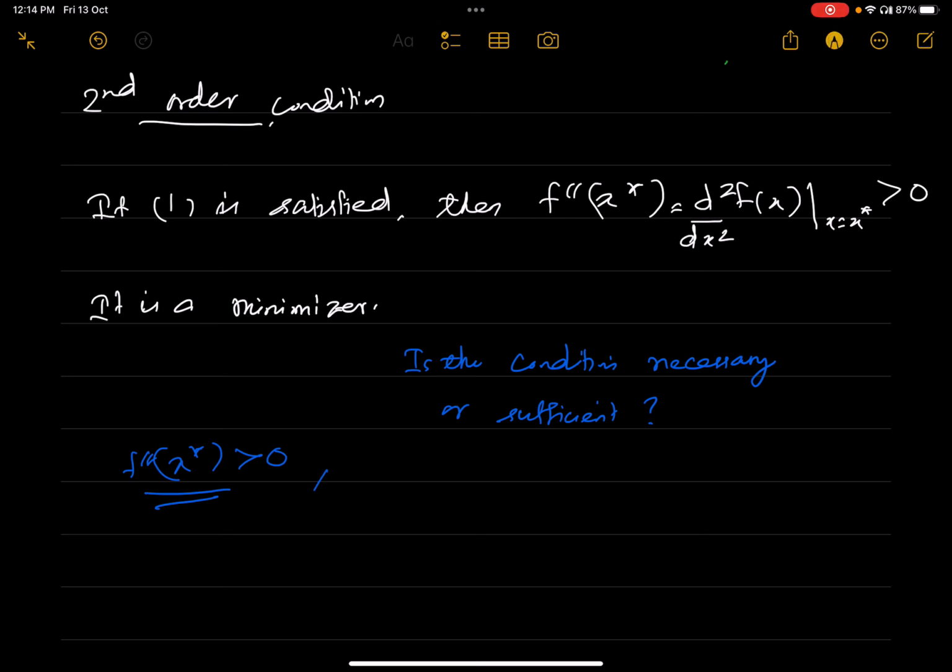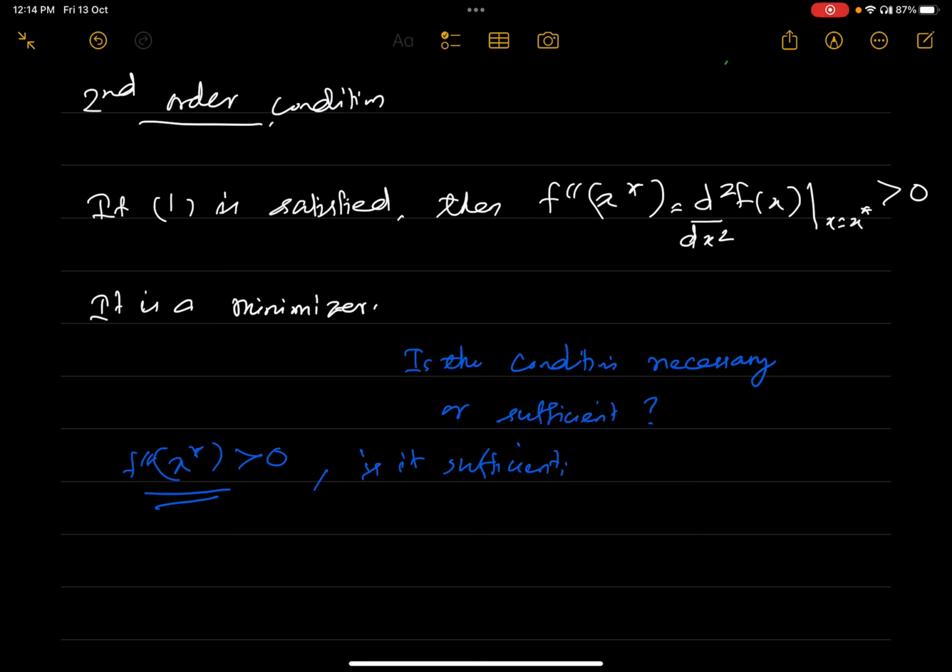Is this sufficient? Yes. It turns out that it is sufficient. So we have a set of points here. Whenever this condition is satisfied, we can say that it is a minimum for sure.